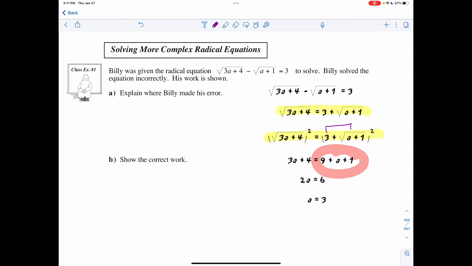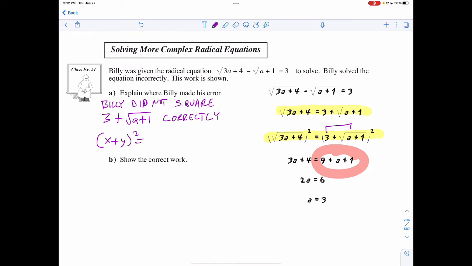So, what was the error that Billy made? Billy did not square 3 plus the square root of a plus 1 correctly. x plus y squared has to equal x squared plus 2xy plus y squared. All he gave us was the first one squared plus the second one squared.